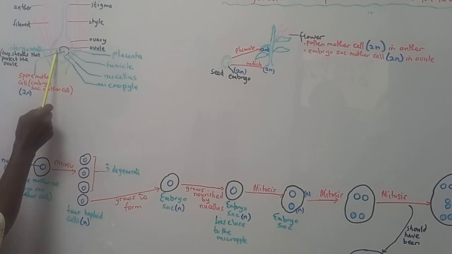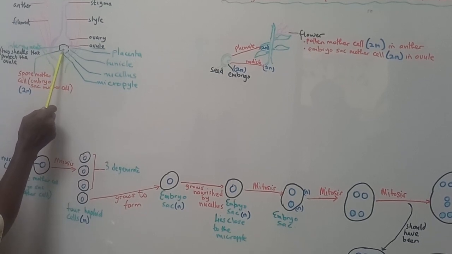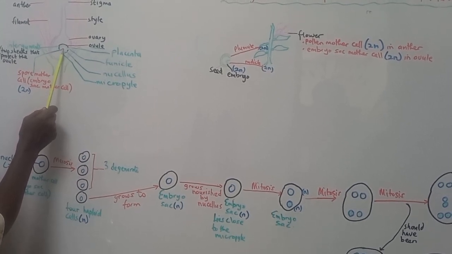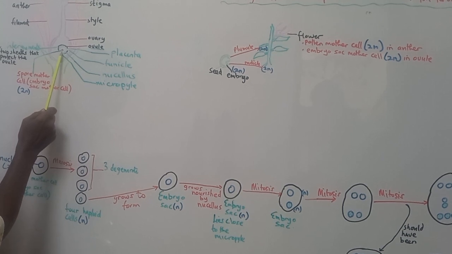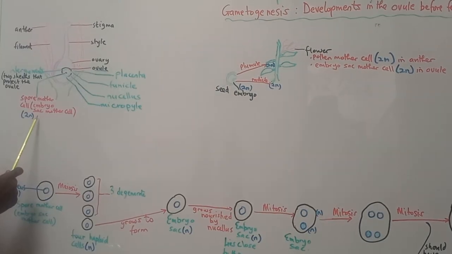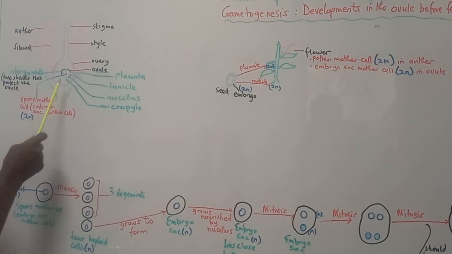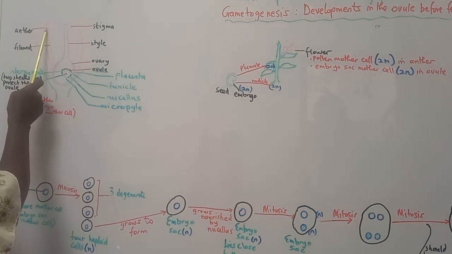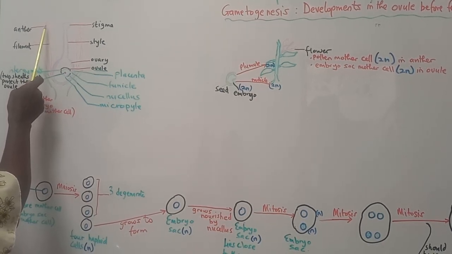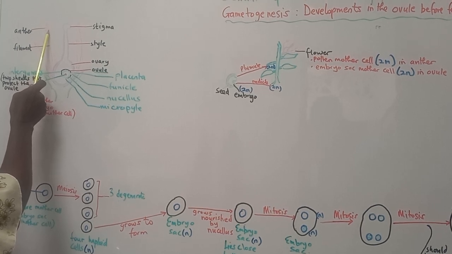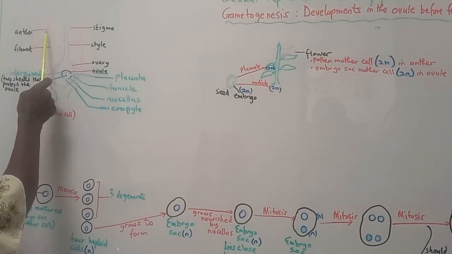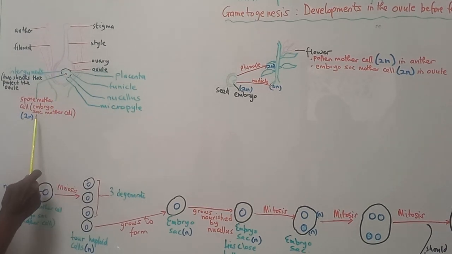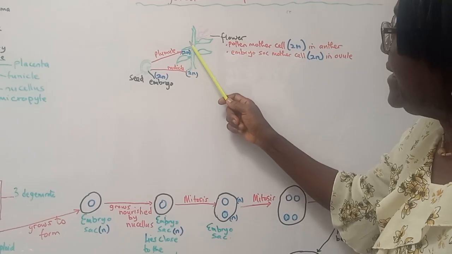Now, where does this spore mother cell come from? That is what is going to undergo meiosis to form the female gamete. The spore mother cell is a diploid, 2N. How did it get here? Just like the anther produces the pollen grains and the pollen mother cell is 2N, that is in our last lesson. The pollen mother cell is 2N. The spore mother cell is also 2N. It's a diploid cell.